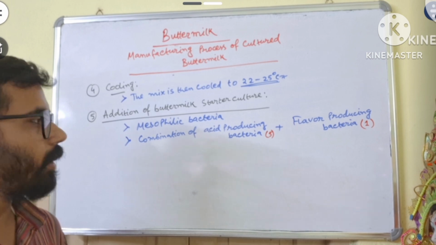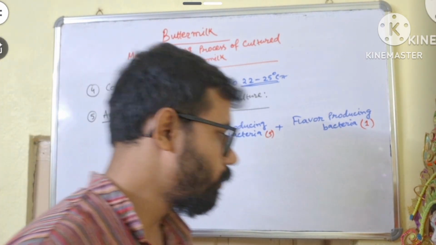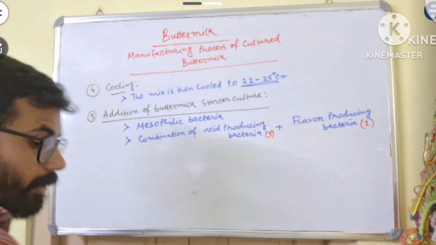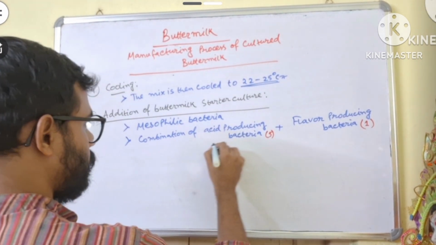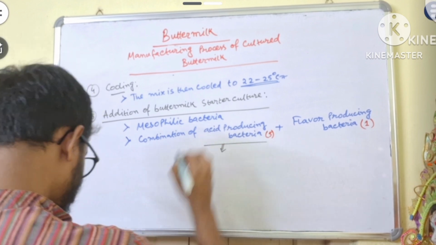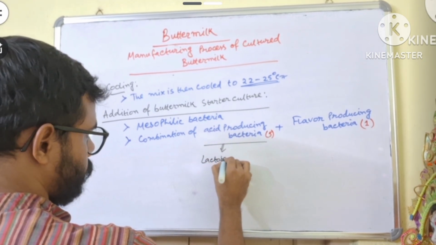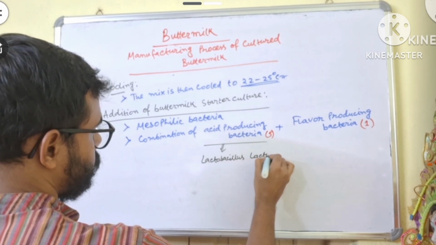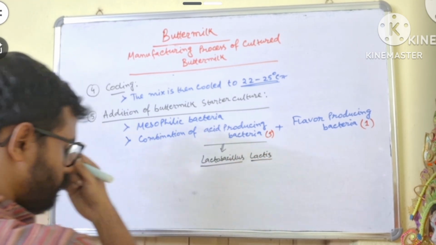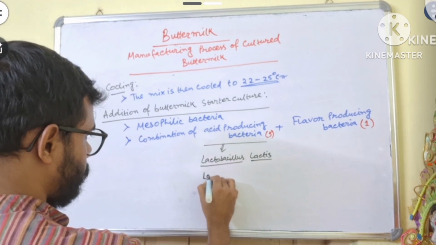Clear? 5 to 1 ratio. So acid producing bacteria that can be used are Lactobacillus lactis and also Lactobacillus cremoris.